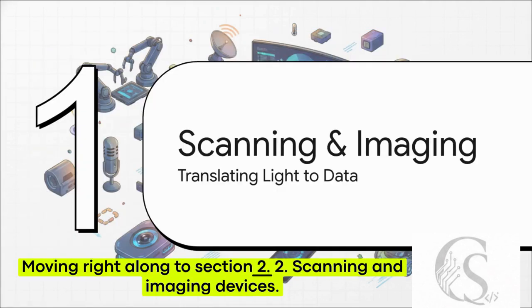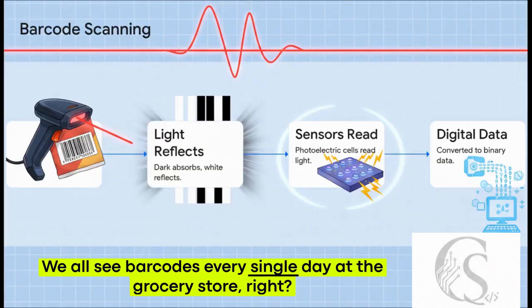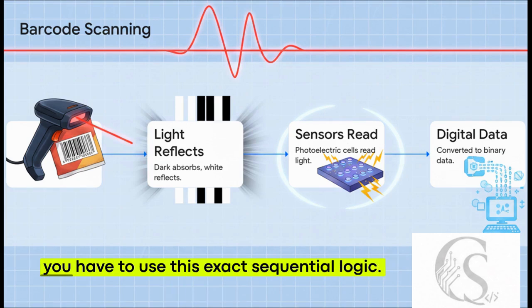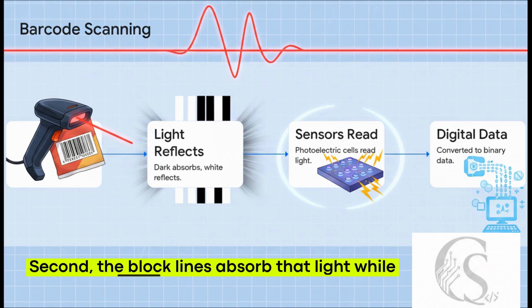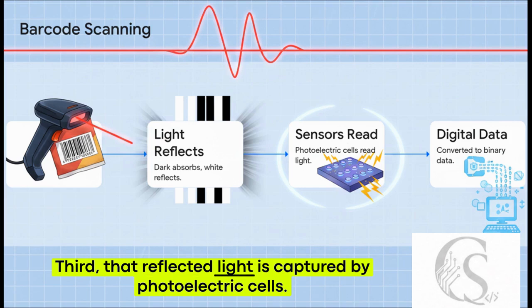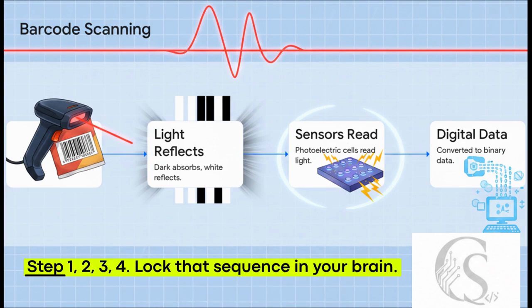Moving right along to Section 2, Scanning and Imaging Devices. Let's see how light gets translated into data. We all see barcodes every single day at the grocery store, right? But if you're asked to describe a barcode scanner in an exam, you have to use this exact sequential logic. First, a red laser or LED shines onto the barcode. Second, the black lines absorb that light while the white space is reflected back. Third, that reflected light is captured by photoelectric cells. And fourth, those cells generate a pattern that the computer translates into binary data. Step 1, 2, 3, 4. Lock that sequence in your brain.